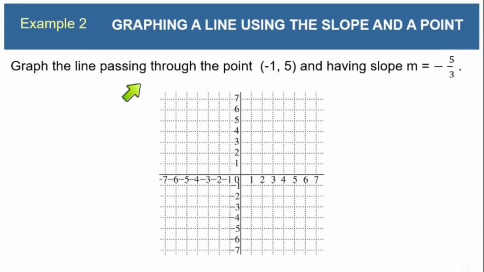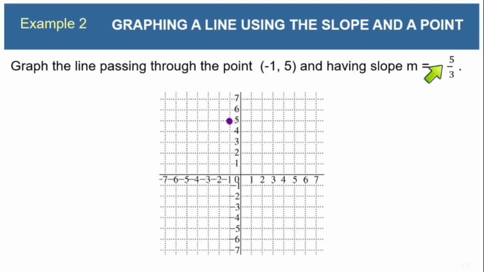This says graph the line passing through the point -1, 5 and having slope m equals -5/3. So the first thing we do is we plot the point -1, 5. So that point will be left 1 from the origin and up 5. So our point goes there. And then we want to use the slope as rise over run.